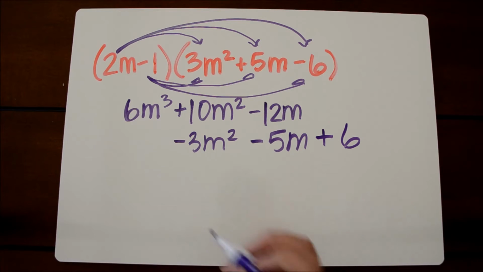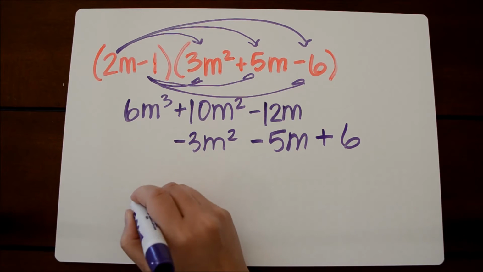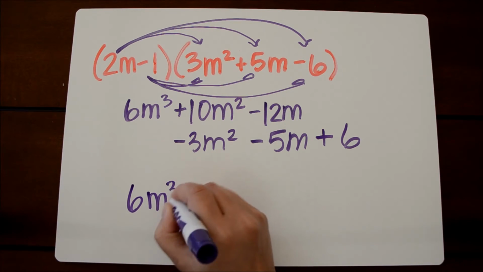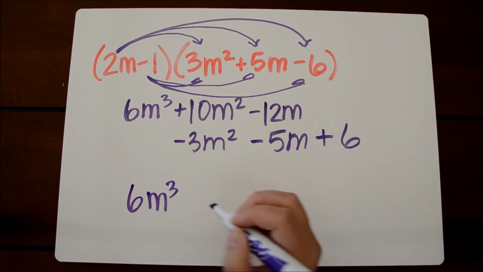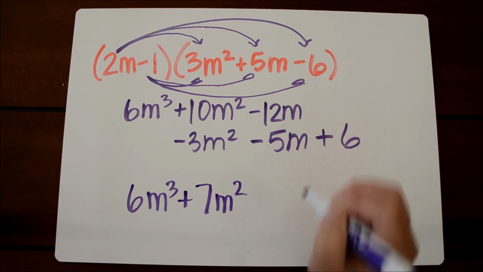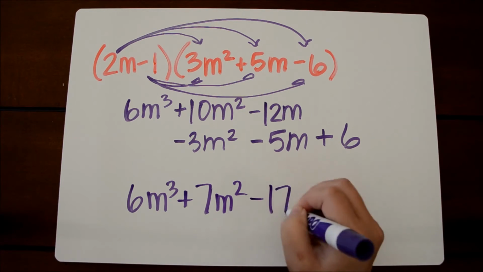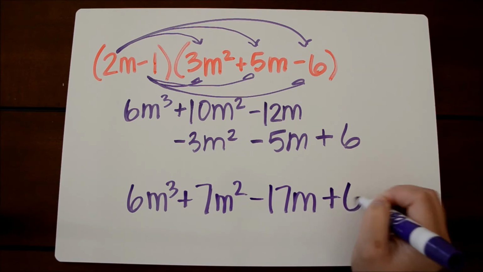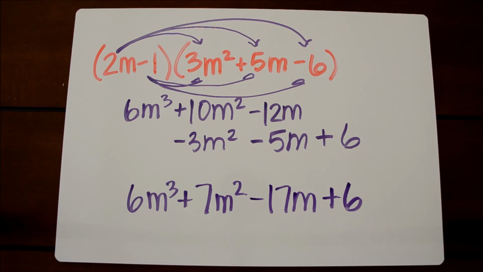So my like terms are already grouped together. I'm just going to go ahead and simplify by combining. So we get 6m cubed, 10m squared minus 3m squared is positive 7m squared. And then -12m minus 5m is -17m, plus 6. And that concludes our lesson on multiplying polynomials.